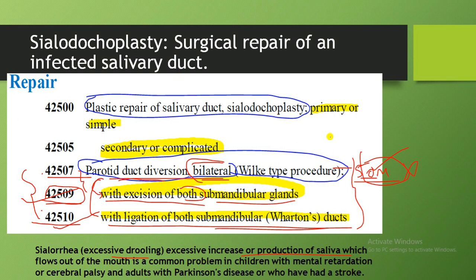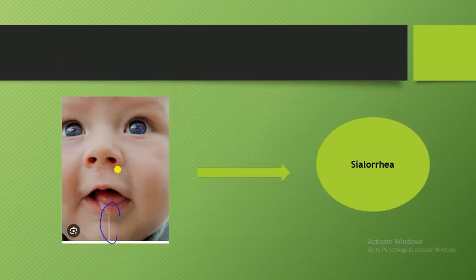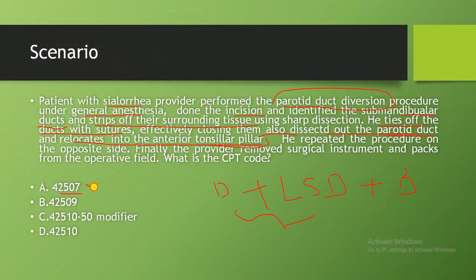So here in the scenario, what has the provider done? He has done the diversion as well. He has done the ligation, right? So does this procedure CPT code include diversion plus ligation? No, right? So this is not the correct option.